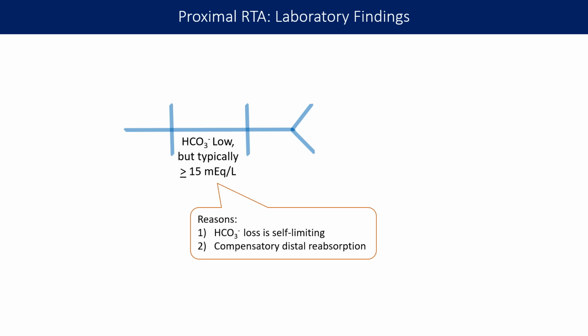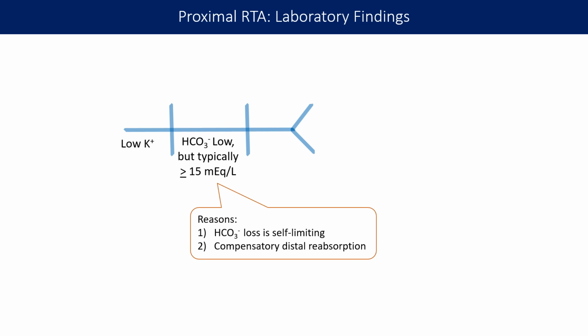Number two, distal nephron segments can also compensate and increase bicarbonate reabsorption. However, if we infuse bicarbonate into these patients, the bicarbonate loss will pick up. Think of proximal RTA as an open sink for bicarbonate loss. The more bicarbonate is filtered, the greater the bicarbonate loss.